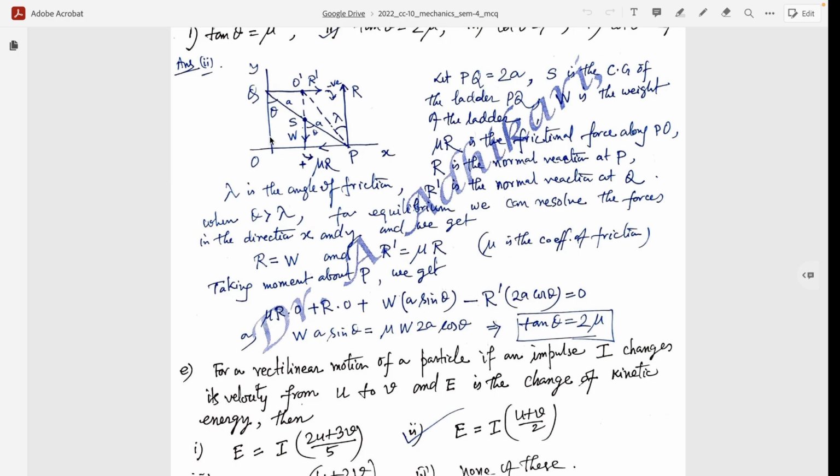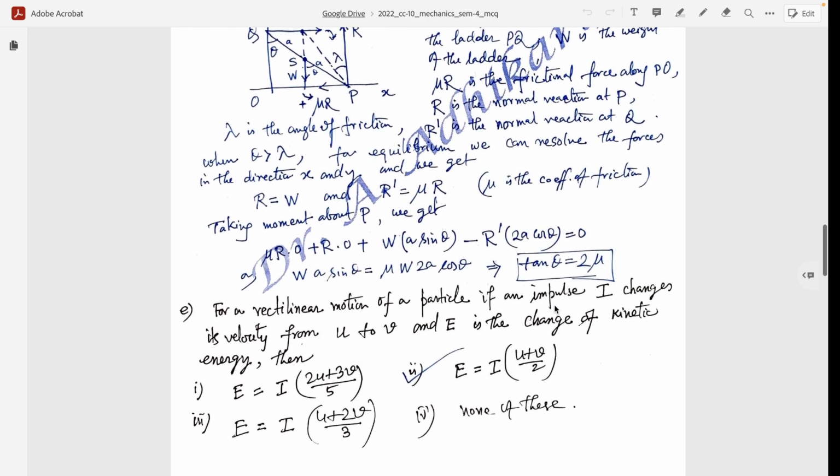Obviously, the distance OQ is 2a cos theta, because PQ is 2a and this angle is theta. So from the right angle triangle POQ, we get the distance OQ is 2a cos theta. The moment of R dash about the point P is in the clockwise direction, and clockwise is negative. So minus R dash times 2a cos theta equals 0.